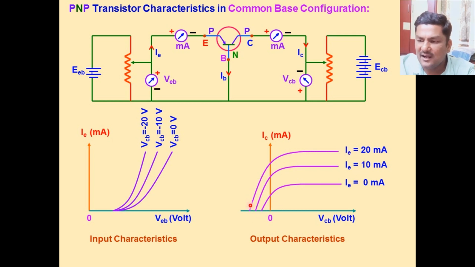In the third case, when IE is maintained at 20 milliampere, for different values of VCB, different values of IC can be measured, and the graph looks like this. So these are the output characteristics of a transistor.